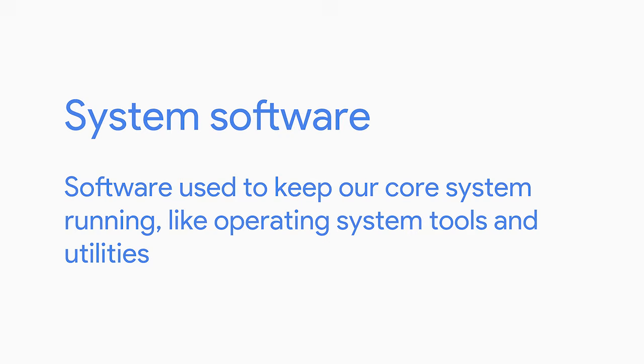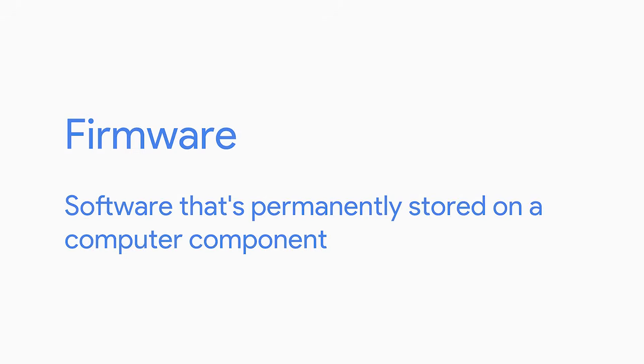System software is software used to keep our core system running, like operating system tools and utilities. There's also a type of system software that we haven't defined yet, called firmware. Firmware is software that's permanently stored on a computer component.